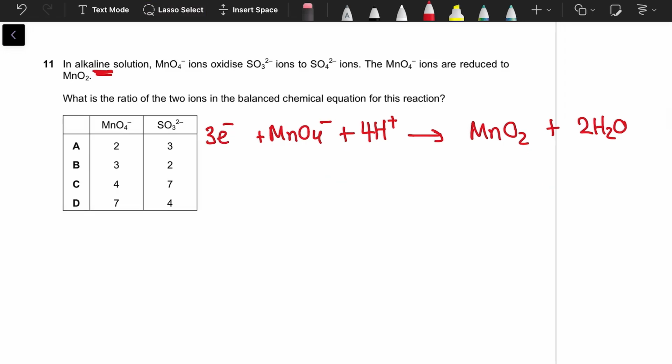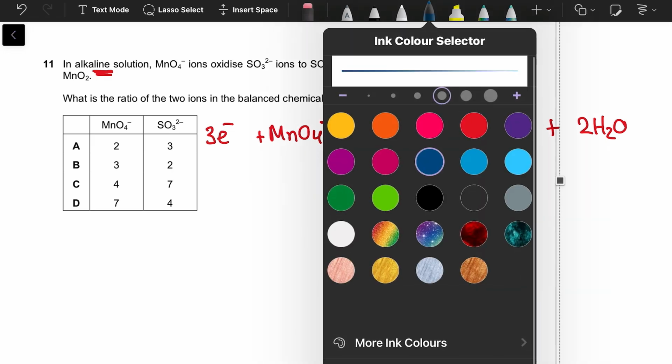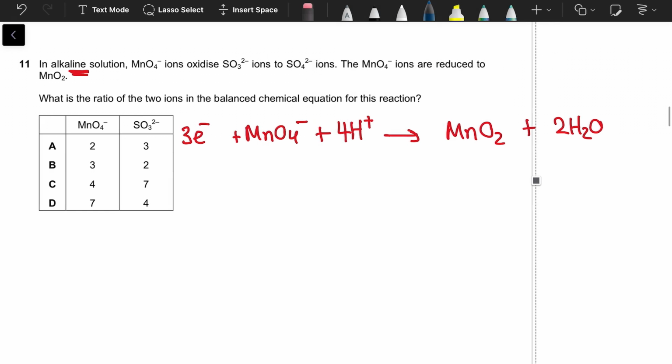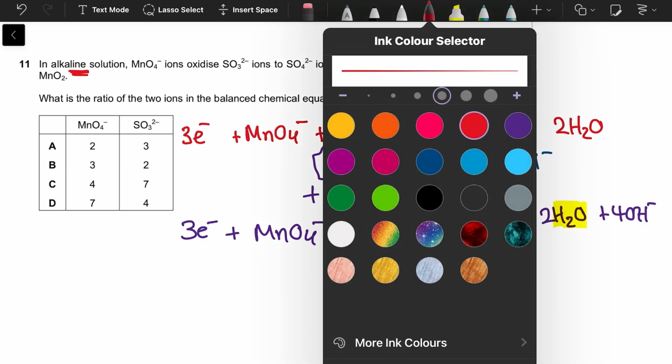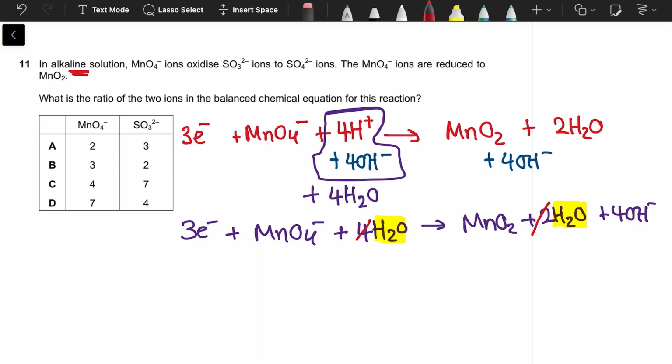Now to turn this into an alkaline solution, remember we won't have hydrogen ions, that will only be present in an acidic solution. We're going to add hydroxide ions to each hydrogen ion. We have to add the same number of hydroxide ions on either side to ensure we are being fair, we're not changing the actual equation. So 4 hydrogen ions on here, we're going to add 4 OH- here and 4 OH- here. This is going to give us 4 H2O, so we end up with this. However, we have water on both sides, so what we can do is cancel out the 2 on this side and just make this 2.